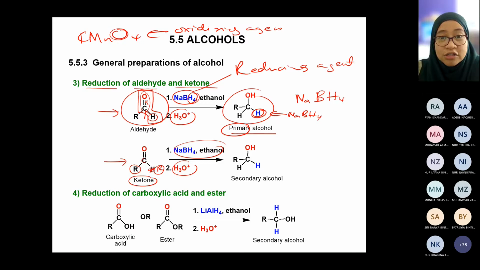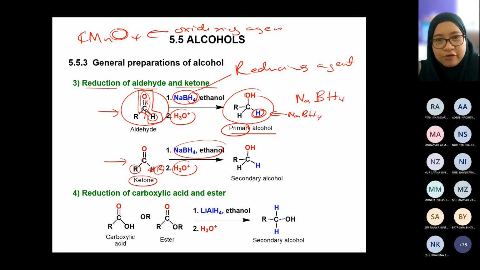So yang mana yang ada oksigen tu dia akan reduce kan. So you kena tambah hydrogen lah dekat situ. Okay, ingat yang oxidation last time, yang mana ada hydrogen, kita kena tambah oksigen. Tapi ni reduction kan. So yang mana ada oksigen, kita kena tambah hydrogen. But this is reduction. So yang mana ada oksigen, kita tambah hydrogen. Okay. So OH dan H.